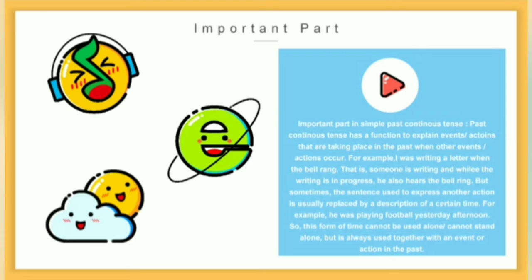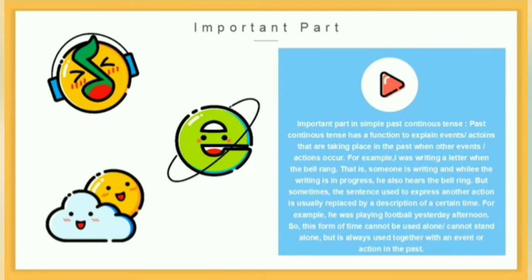However, the sentence used to prove other actions is replaced by a specific time statement. For example, he played soccer yesterday afternoon. So, this form of time cannot stand alone, but can also be used together with an event or action in the past.